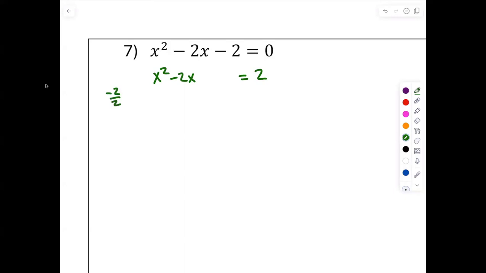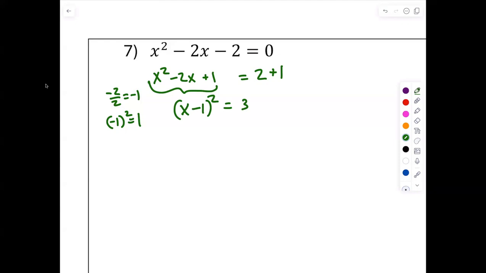-2 divided by 2 equals what? And then -1 squared. So I'm adding 1 to both sides. Come on, that's not that hard. Now, it factors to what? What does this factor to? X minus 1 squared equals what? 3.